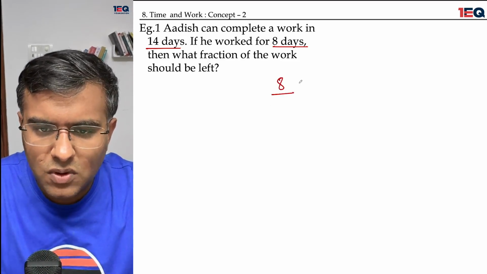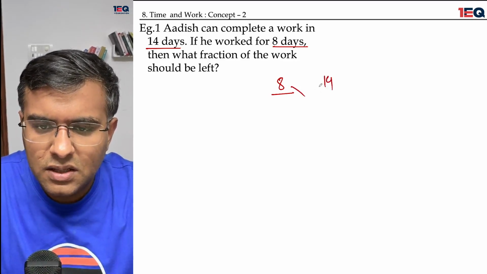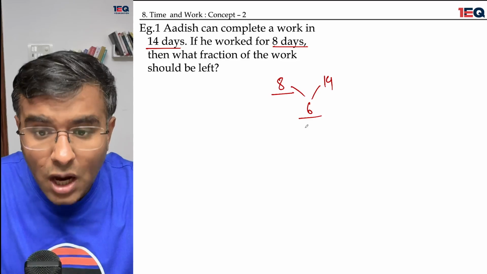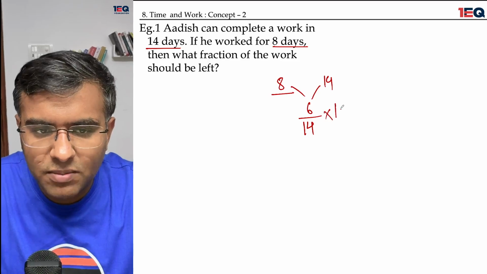8 days was the work that he has done. If the total work was that of 14 days, the gap between 8 and 14 is 6. 6 is the work which is pending out of a total work of 14 days. So 6 upon 14 multiplied by 100.